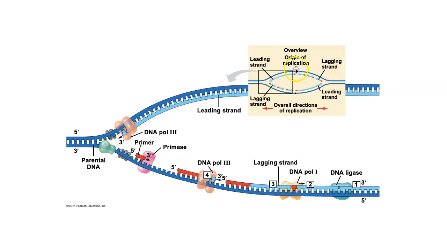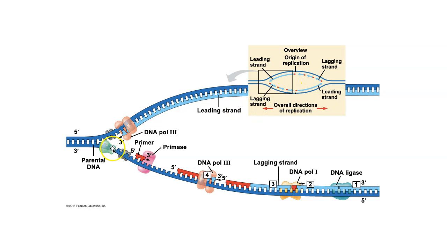Both of these parent strands, the dark blue, are anti-parallel. They're running in different prime directions. Both of them have to be replicated. Because DNA is only replicated in the 5' to 3' direction, the top strand is going to be elongated this way, while the bottom strand has to be elongated this way.